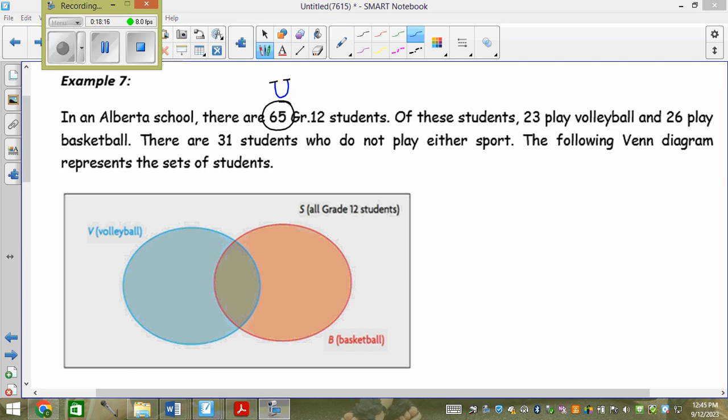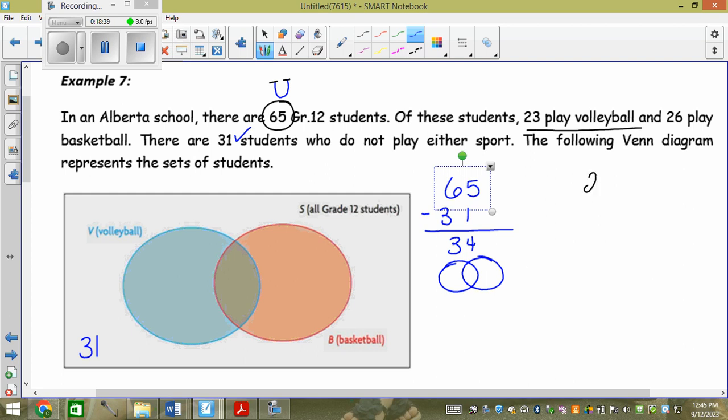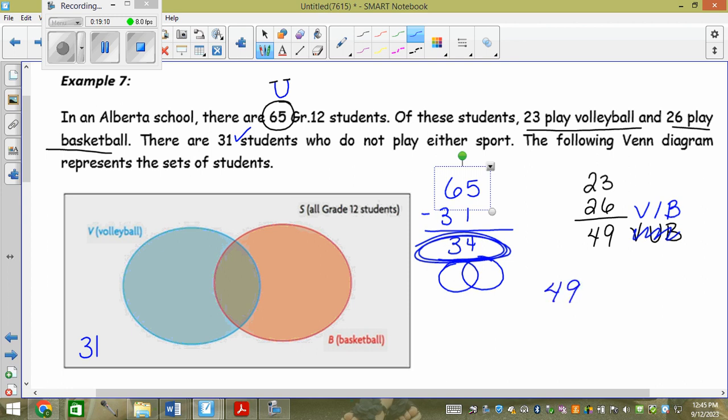So we know that we have 31 students who play neither sport. Cool. So if I take the 65 grade 12s and I subtract off the 31 who play neither, I'm left with 34 students to fill that middle, that or, that snowman, correct? How many do we currently have? We have 23 who play volleyball and 26 who play basketball. When I add those up, I get 49 who play volleyball or basketball, right? But I only have 34.